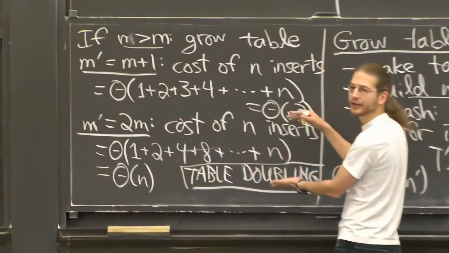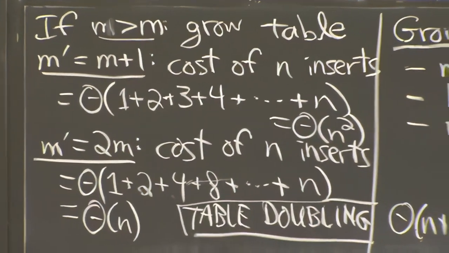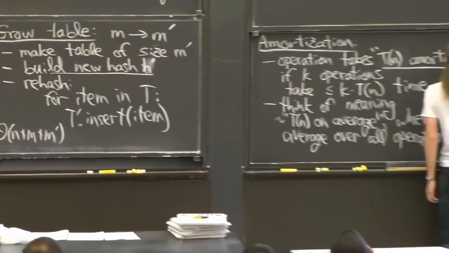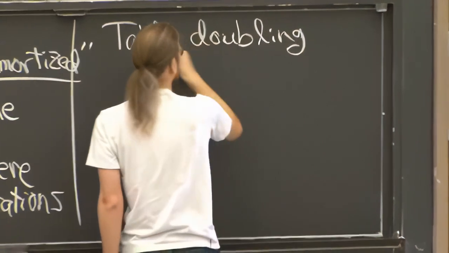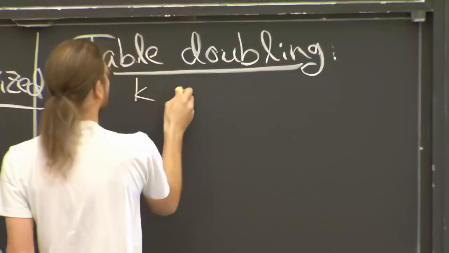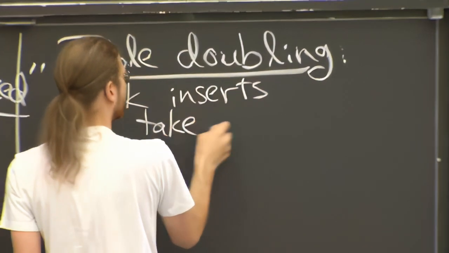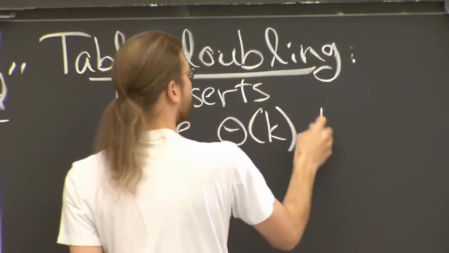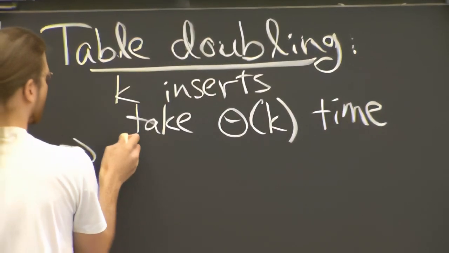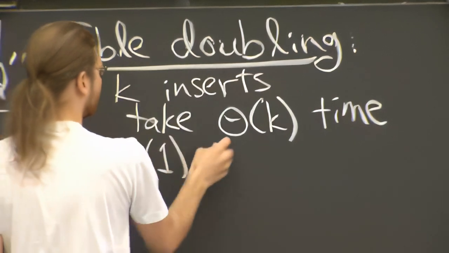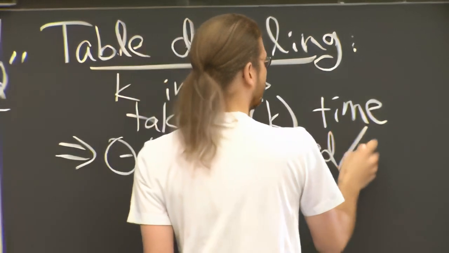Well, at this point, we've only analyzed insertions. Haven't talked about deletions, but k inserts, if we're just doing insertions, take Θ(k) time in total. So this means constant amortized per insert.